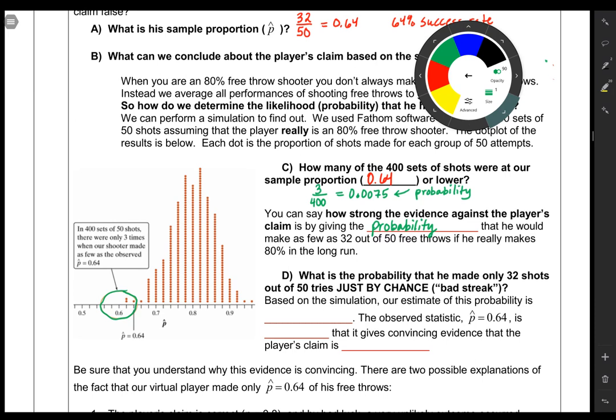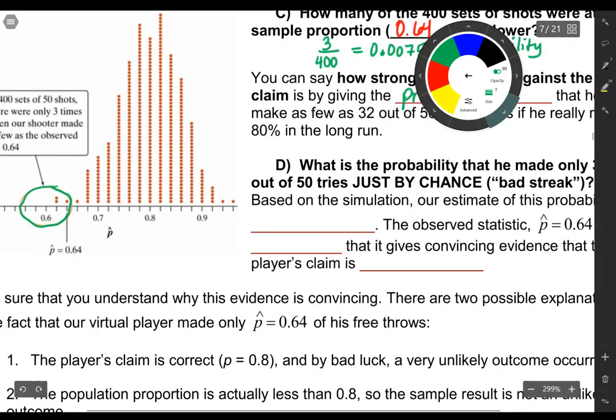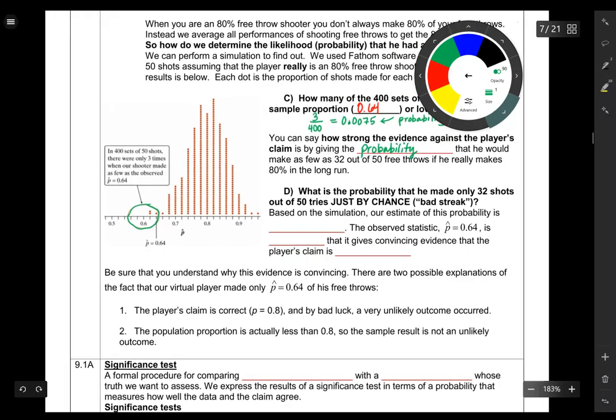Part D. What is the probability that he made only 32 shots out of 50 tries just by chance or bad streak? Based on the simulation, our estimate of this probability is 0.0075. The observed statistic p hat equals 0.64 is so unlikely that it gives convincing evidence that the player's claim is not true.